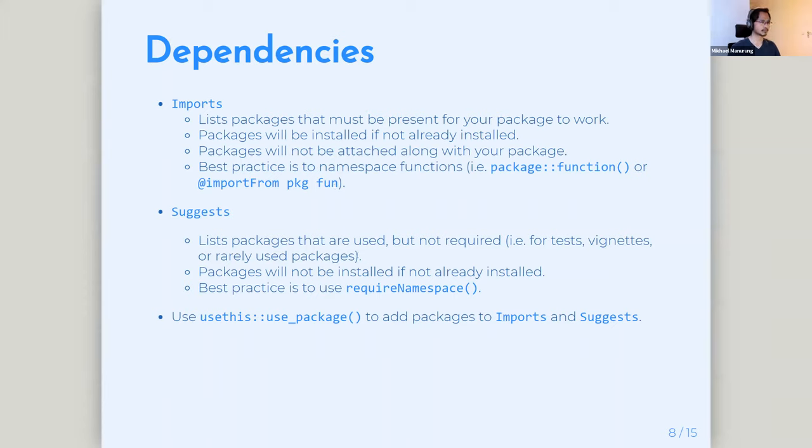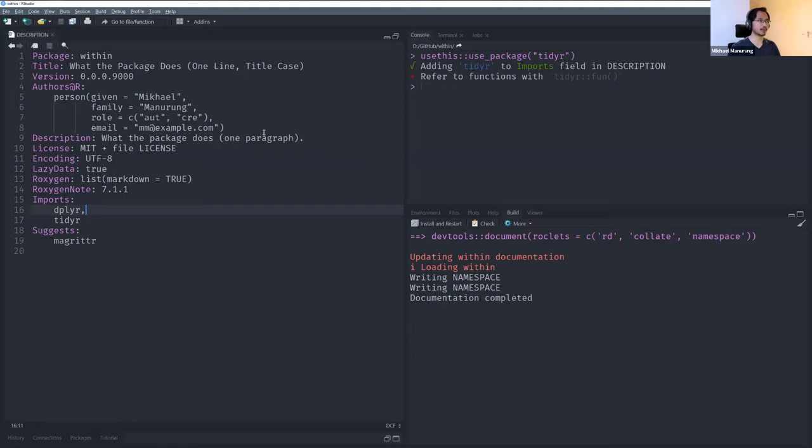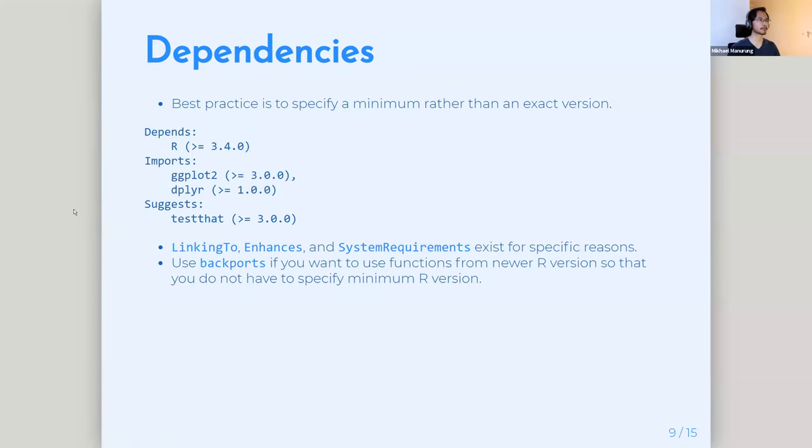All right, okay, and I have shown this to you as well. And for the dependencies, you can also put a version number here. It is recommended that rather than specifying the exact version of a package, you just put at least the minimum version that is required so that your package can function well. And well, this is an example.